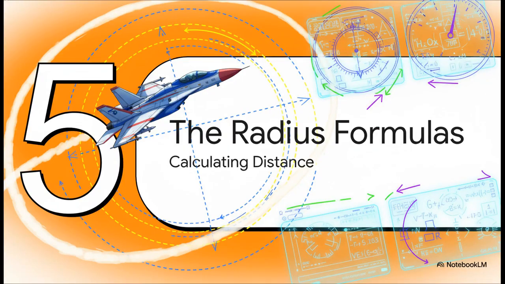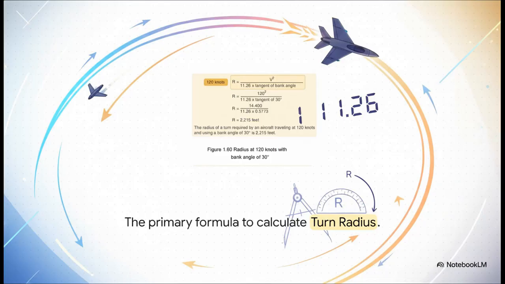Section 5. The radius formulas. Calculating distance. Let's dive into the two mathematical ways you can actually calculate this distance for your exam. This first formula is the most direct route. It uses your velocity squared, meaning your true airspeed multiplied by itself, and then divided by another magic constant, 11.26, which is then multiplied by the tangent of your bank angle. Just like that 1091 we saw earlier, you absolutely must remember 11.26 for the radius formula.